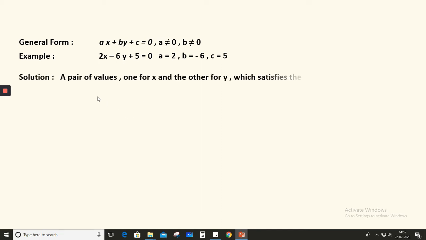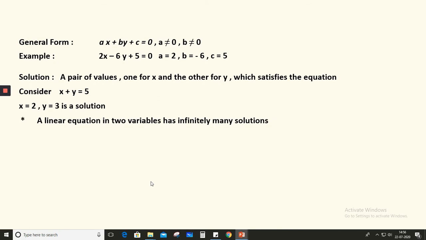Now solution, it's a pair of values, one for the variable x and the other for the variable y, which satisfies the equation. Let's take this equation, x plus y is equal to 5. x equal to 2, y equal to 3 is a solution because when we substitute x equal to 2 and y equal to 3 in the equation, we get 2 plus 3 equals 5. So this pair of values satisfies the given equation. So we call it a solution.